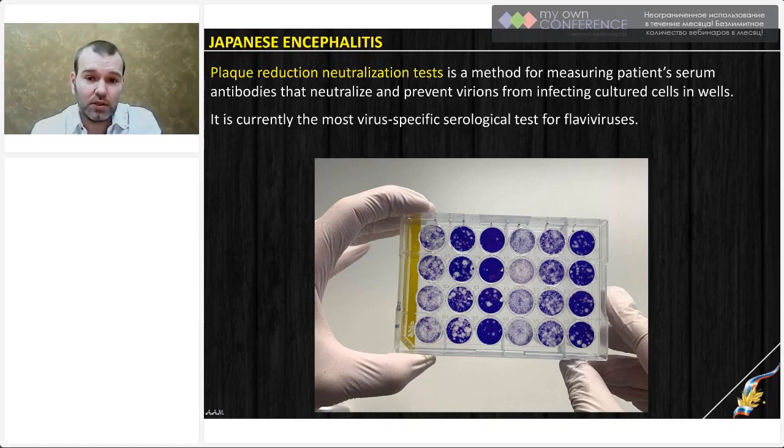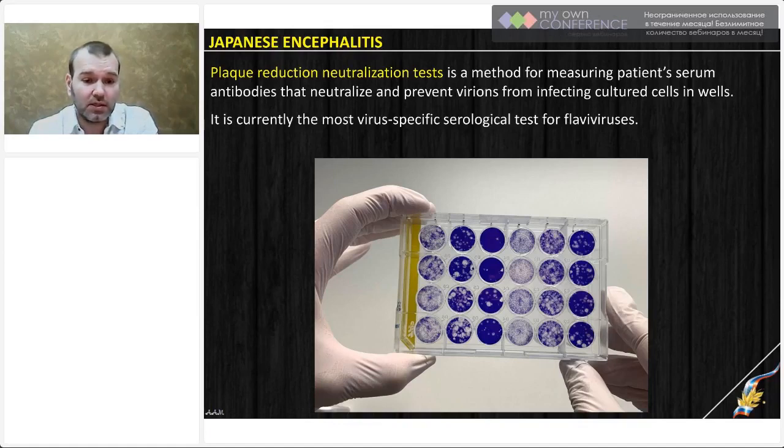Wells are filled with cell culture, meaning that some mammalian cells are introduced in those wells. You can see that initially the culture is blue, and if the virus is growing, it is observed as plaques, transparent areas, like white dots. It means that the virus is growing here.